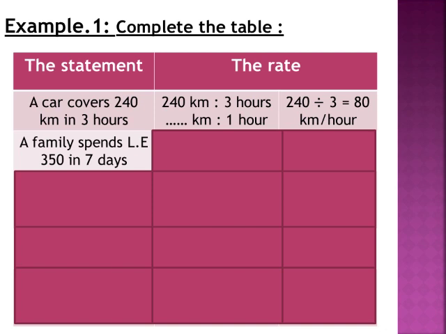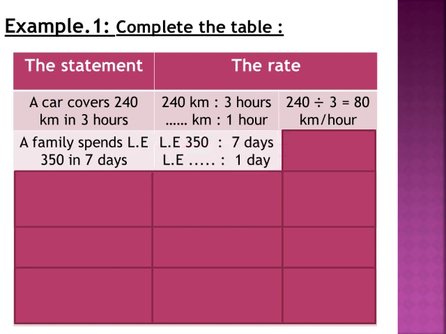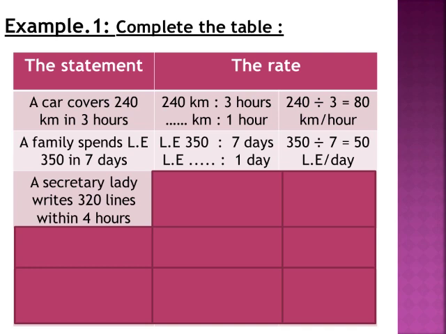Another example. A family spends 350 LE in 7 days. That means 350 LE to 7 days. How many LE in 1 day? We make divide. 350 divided by 7 equals 50 LE per day.